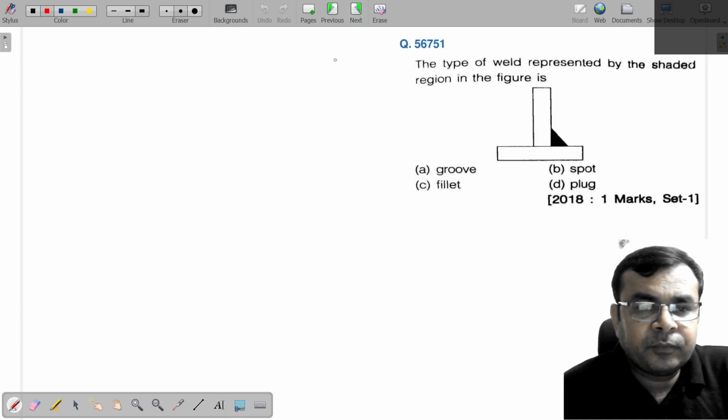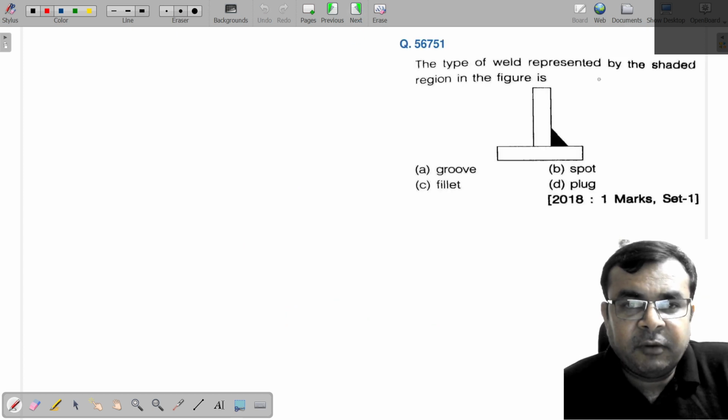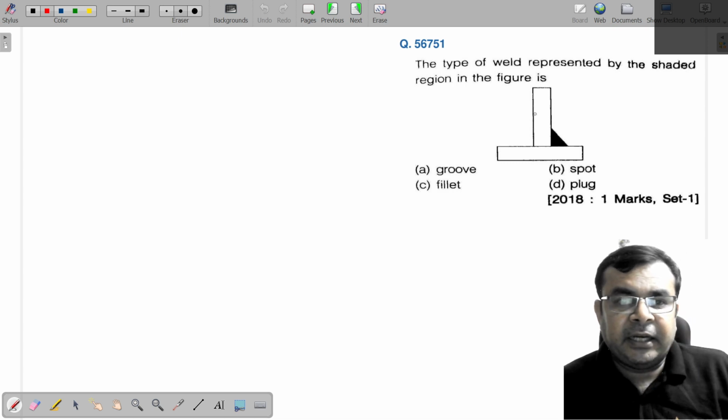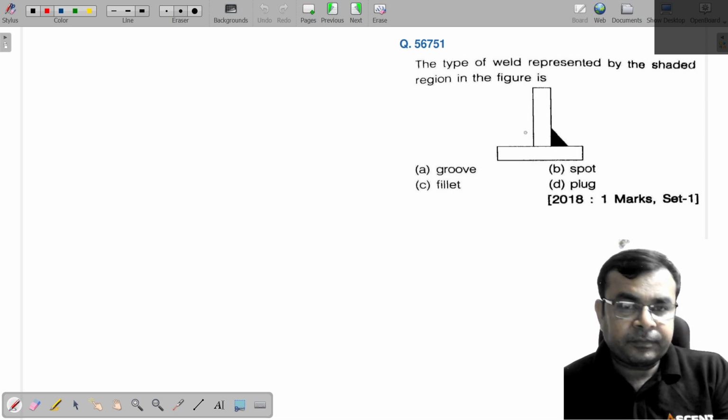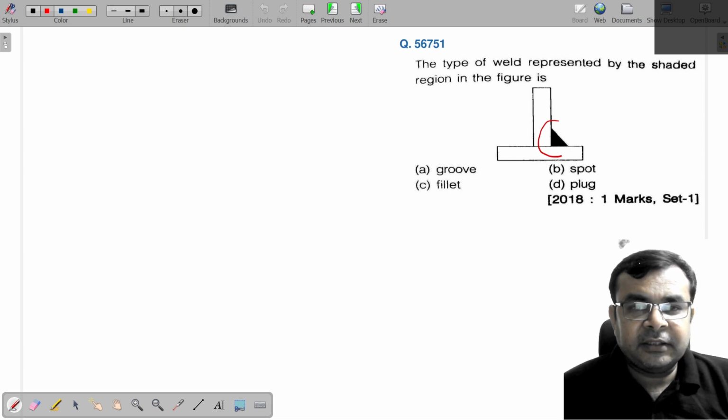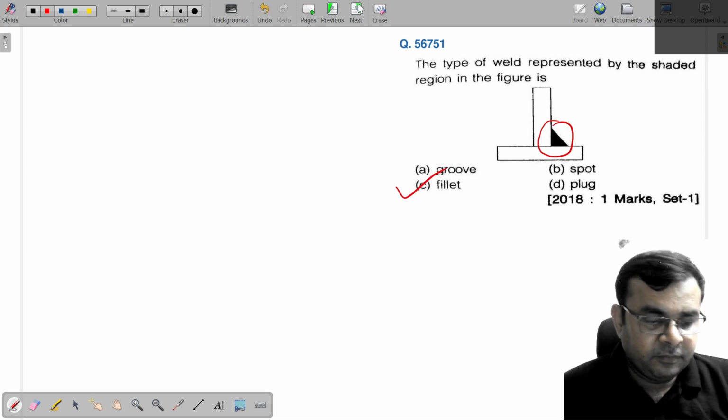Is that clear? Okay, so let's see another question. The type of weld represented by this shaded region in the figure is, the correct answer, this kind of weld is called fillet weld.